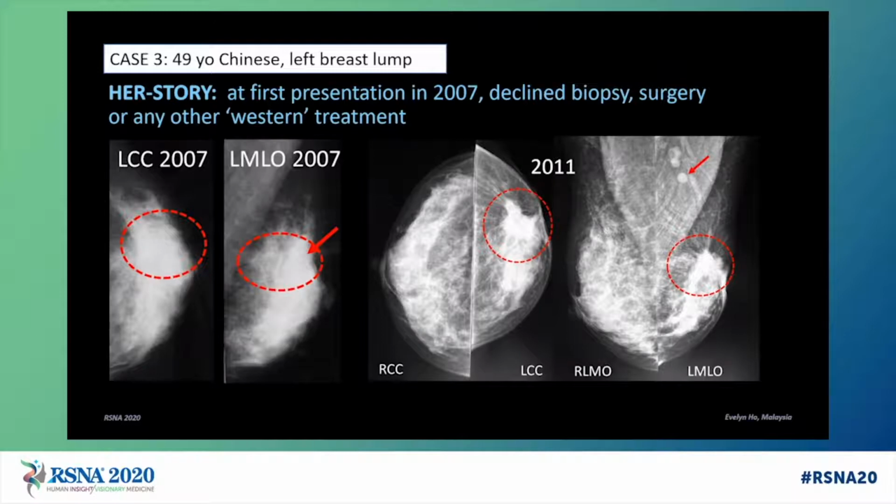There is an obvious spiculated mass, retraction of the skin, retraction of the adjacent fibroglandular tissue, and associated skin thickening. Note the few small round but dense left axillary nodes. There should be no doubt in your mind this is a BI-RADS 5 finding.